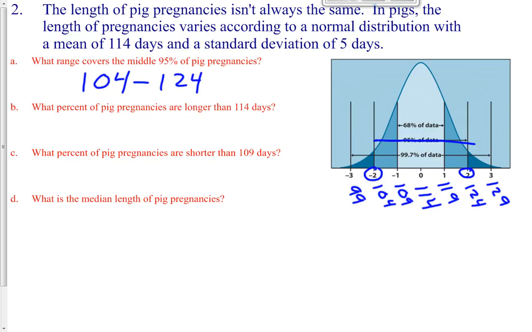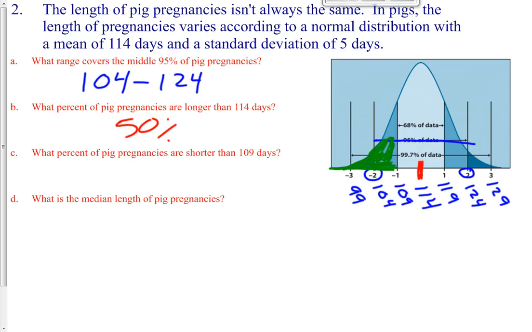What percent of pig pregnancies are longer than 114? Well, 114, that is our mean. And in symmetrical data, the mean is the halfway point. So 50% of pig pregnancies are longer than 114, 50% are shorter than 114. What percent of pig pregnancies are shorter than 109? So here's 109. I want this percent.